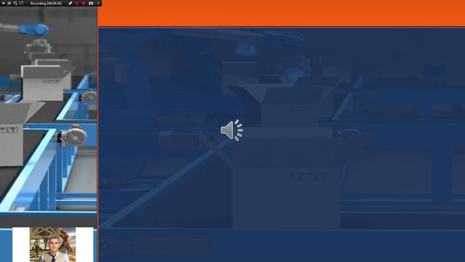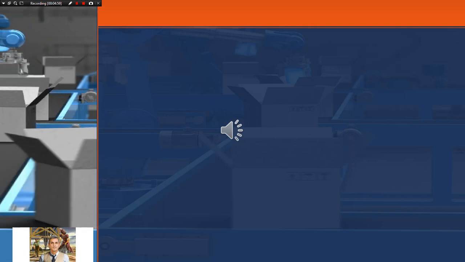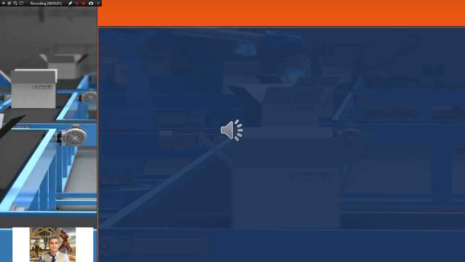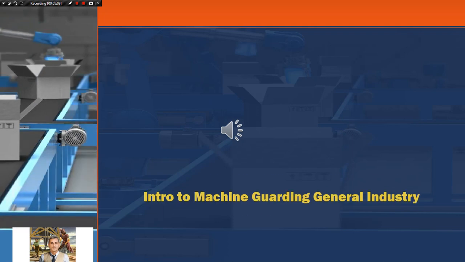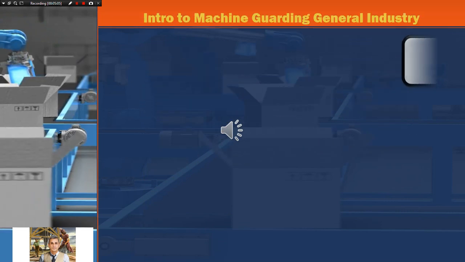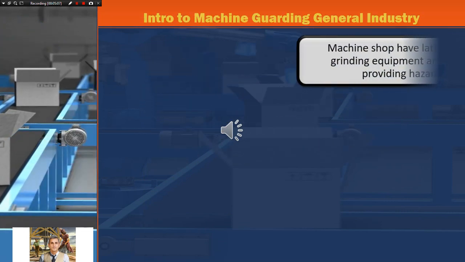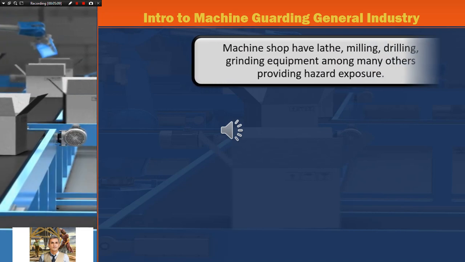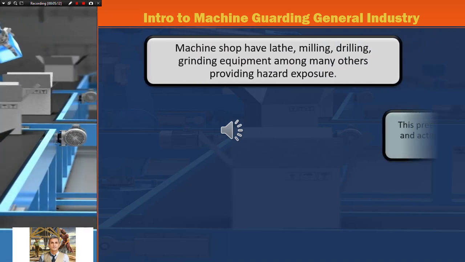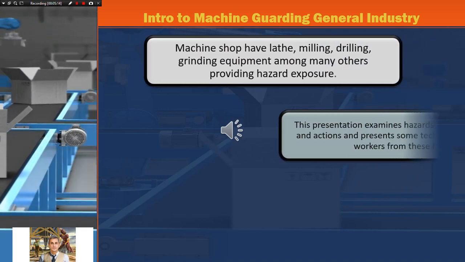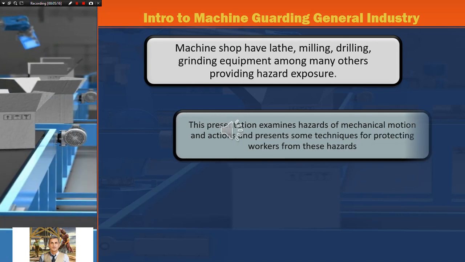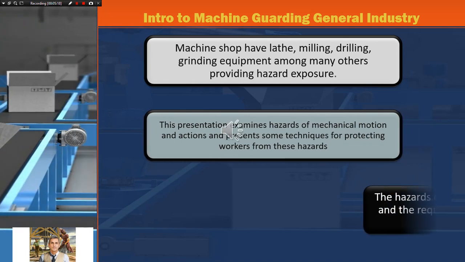Intro to Machine Guarding General Industry. Machine shops have lathe, milling, drilling, and grinding equipment, among many others, providing hazard exposure. This presentation examines hazards of mechanical motion and actions and presents some techniques for protecting workers from these hazards. The hazards created by different kinds of motions and the requirements for effective safeguards and training needs.